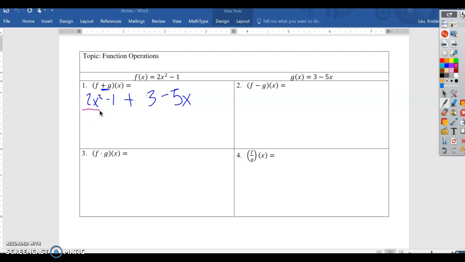This is the only term that has x squared in it, 2x squared. This is the only term that has x's in it, so minus 5x. We can combine negative 1 plus 3, which makes positive 2. And we can't combine anything else, so that's my answer.